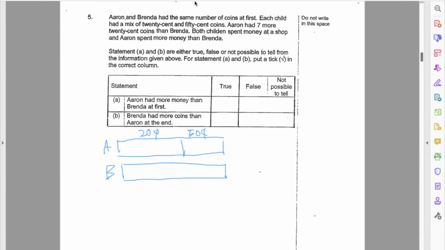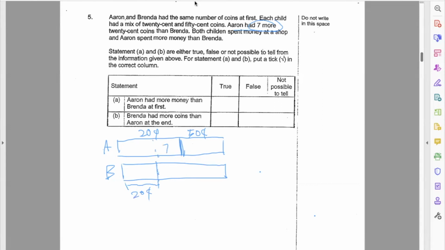Now, in this question, it says that Aaron had 7 more 20-cent coins than Brenda. So the 20-cent coins that Brenda has have to end somewhere behind this line. The difference is 7 coins. The rest of Brenda's coins will be 50-cent coins.